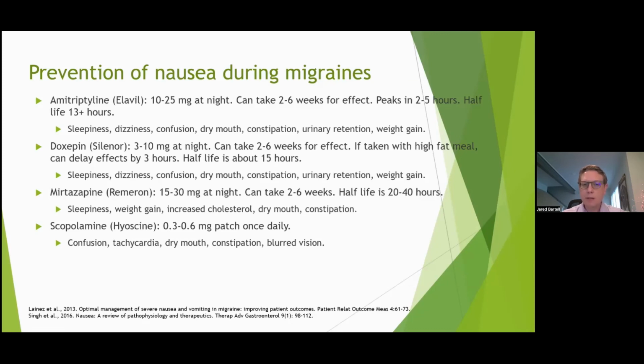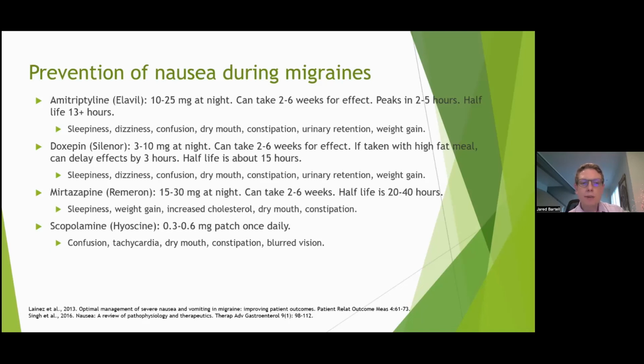So one is amitriptyline. This one is used a lot in abdominal migraines in kids, and it's thought to be more effective than some of the other ones. Actually, all of these medicines can take a little bit longer to start working. They're all in that antidepressant category, and those types of medicines tend to take a little longer to really start working, but it can work within the first couple of weeks.